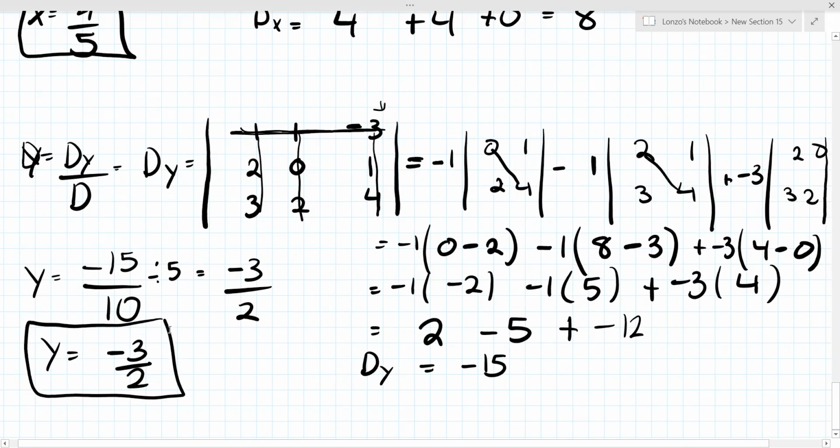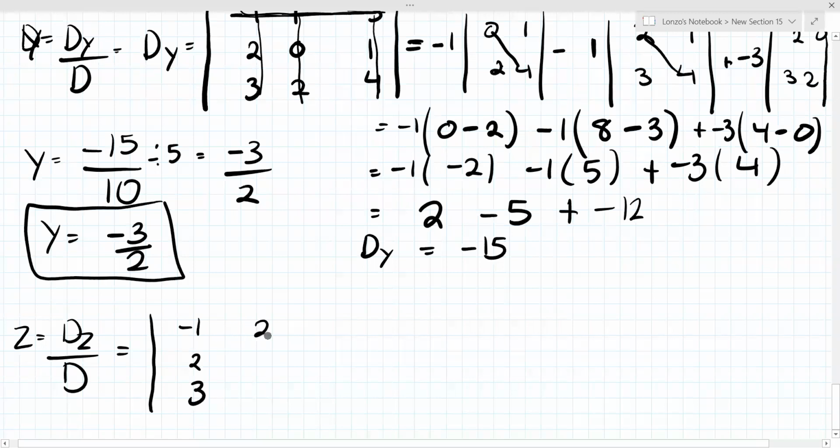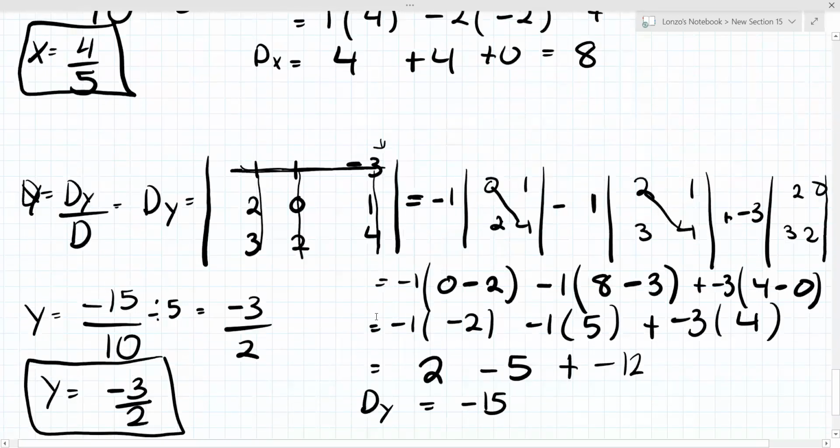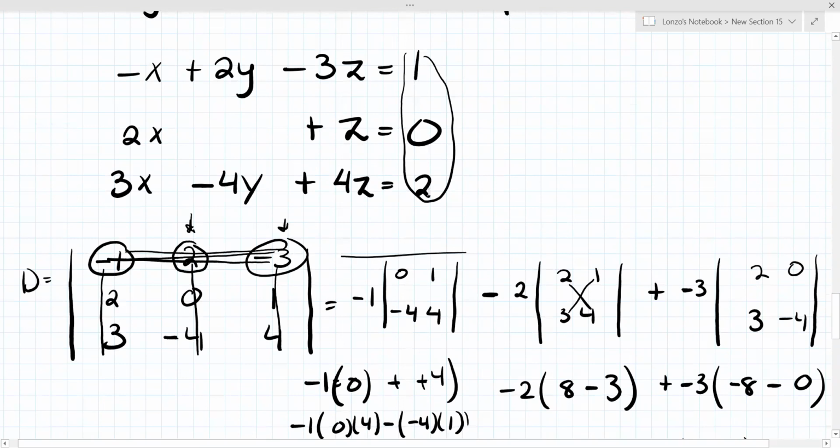Okay, now let's do the same thing for the z column. So the z is basically dz, the determinant in respect to z, over the regular determinant. So our coefficient for the x column is the original one from the original problem. So that was -1, 2, and 3. And then your coefficient for y is 2, 0, and -4. And then the only thing you change is the coefficient of z, which is no longer going to use 3, 1, 4, but you're going to replace that with the solution, which is 1, 0, 2.